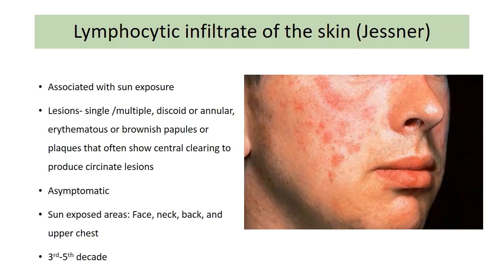Next, coming to Jessner's lymphocytic infiltrate of the skin. It is associated with sun exposure and the lesions are single or multiple, discoid, annular, erythematous papules and plaques with a central clearing, and these lesions are usually asymptomatic. It is seen in sun-exposed areas like the face, neck, back, and upper chest. It is common in the 3rd to 5th decade of life.